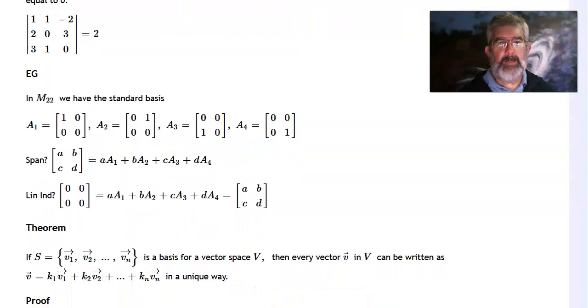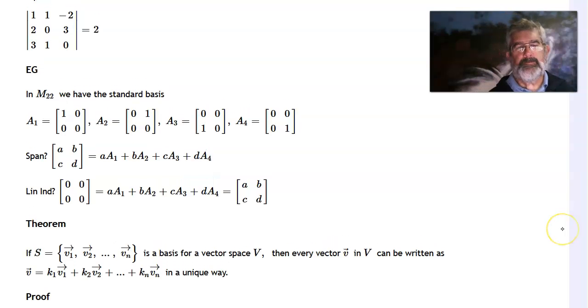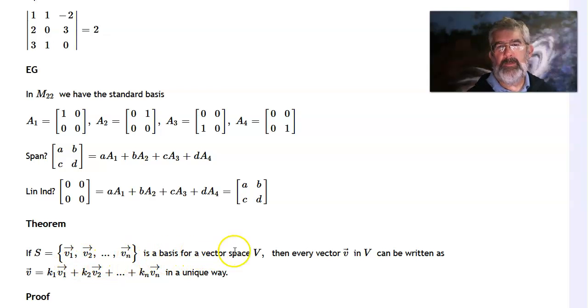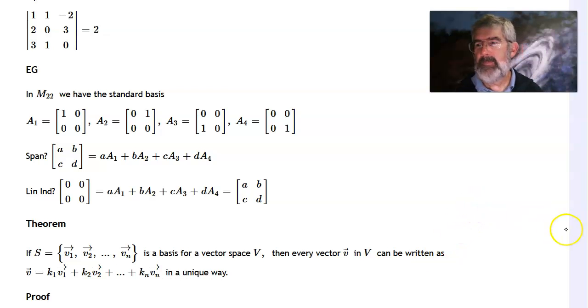But in the meantime, we have one more thing that I want to talk about here, and that is the following theorem. If S, a finite set of vectors, is a basis for a vector space V, then every vector v in the vector space can be written as a linear combination of those. That's no surprise, because if it's a basis, they span. But more so, in a unique way. You can write v as a linear combination of these vectors, but only one way. There are not 2 different ways to do it. Okay.